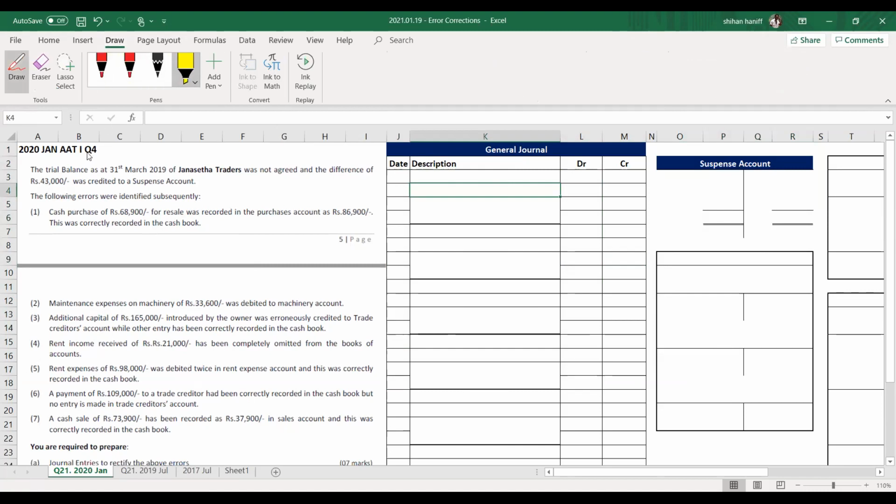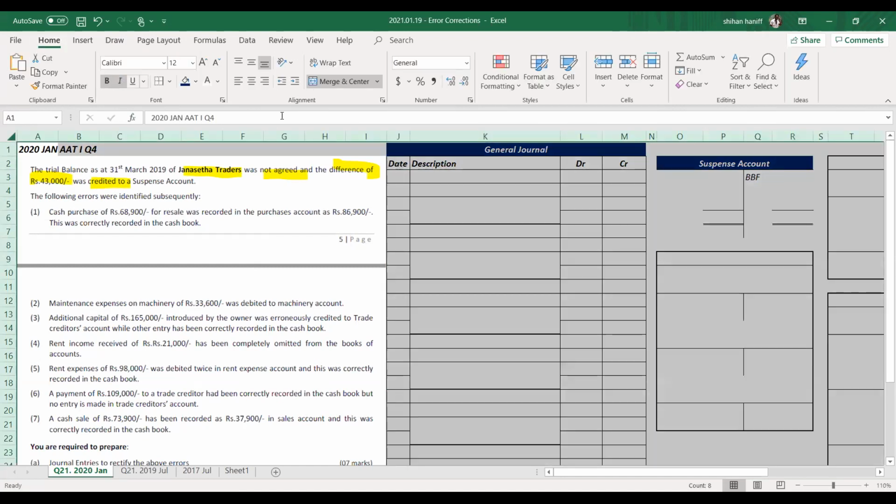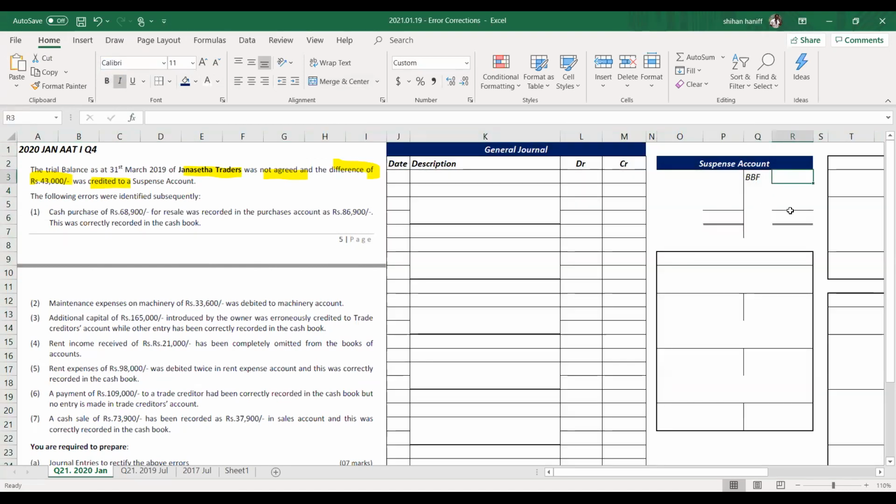So the question is, the trial balance as at 31st March 2019 of Janaseta Traders was not agreed. The difference of 43,000 was credited to suspense account. Right. So in the suspense account, as the opening balance, we have to credit 43,000. So draw a suspense account and credit 43,000.